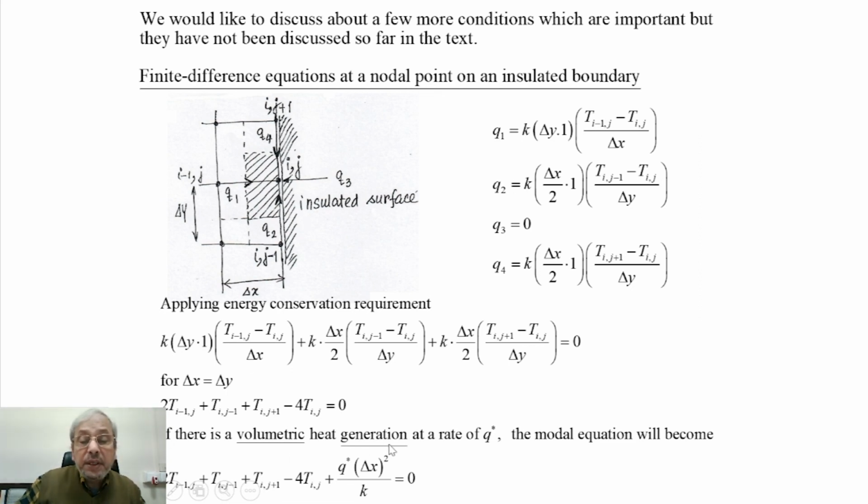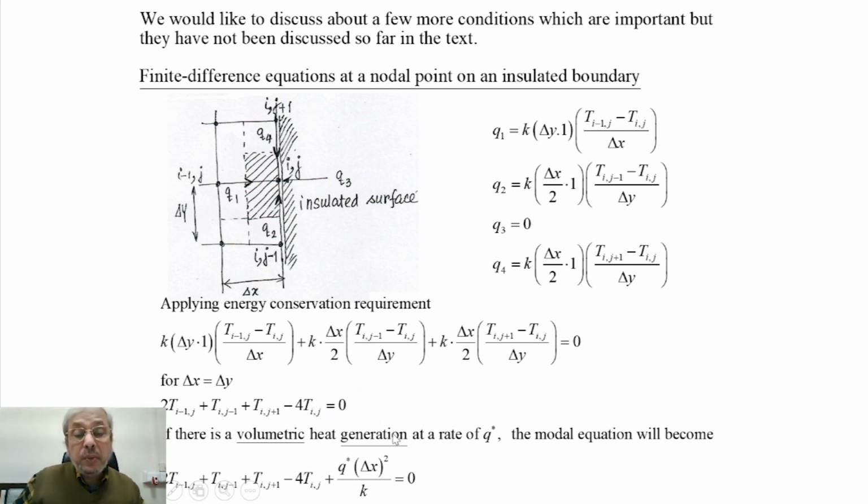Now, if there is volumetric heat generation at a rate of Q star, the nodal equation will become twice Ti minus 1j plus Tij minus 1 plus Tij plus 1. These will remain the same. Minus 4 Tij, again this will remain the same, plus, due to the presence of the volumetric heat source, we will add this term Q star delta X square by k, equal to 0. So this equation is modified with an additional term plus Q star delta X square by k. All these 4 terms plus Q star delta X square by k equal to 0.